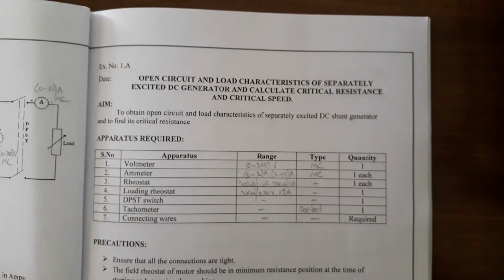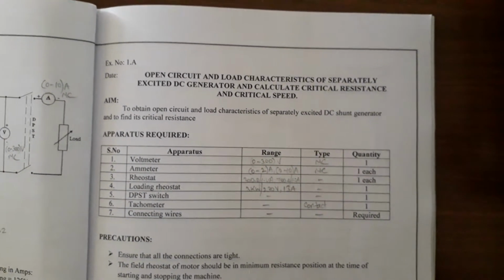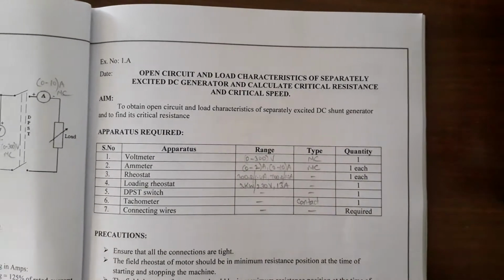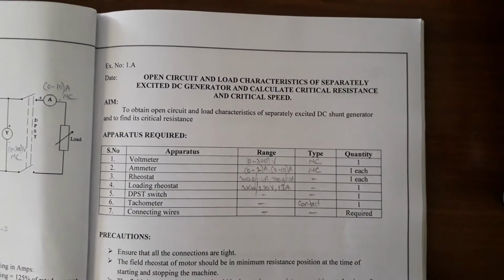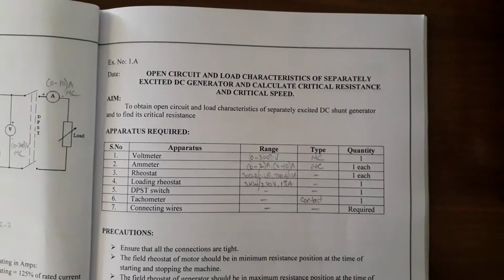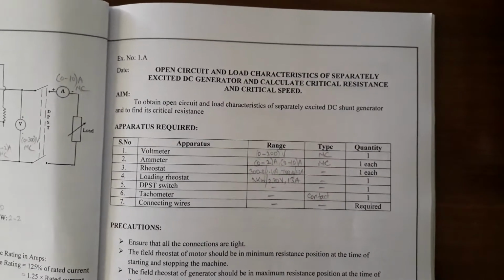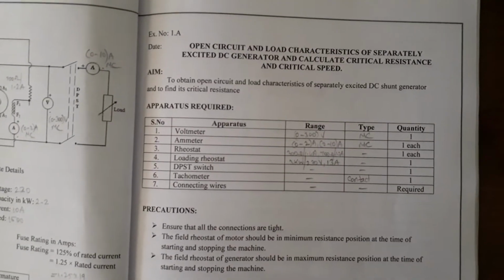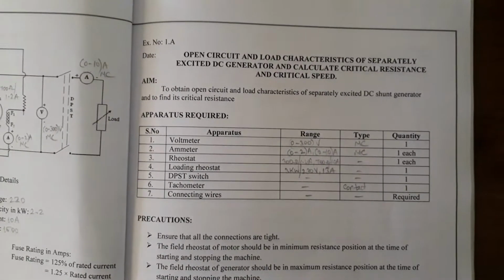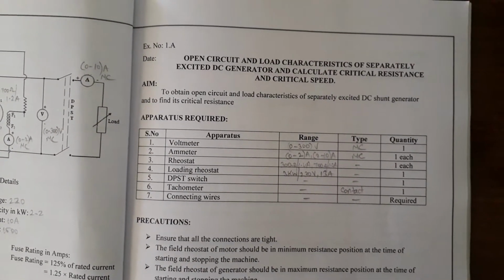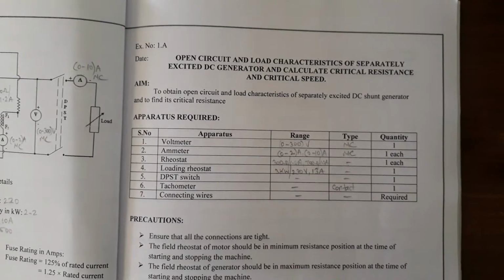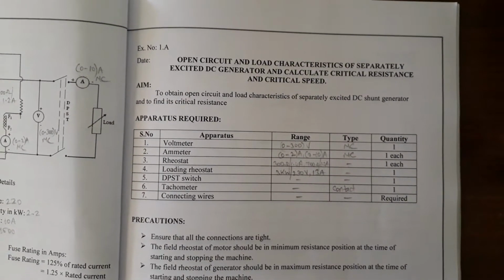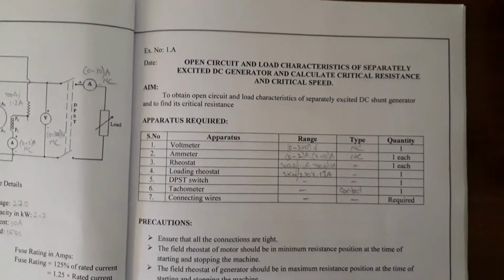Dear students, today we are going to conduct open circuit and load characteristics of a separately excited DC generator and calculate the critical resistance and critical speed. So the aim of this experiment is to obtain open circuit and load characteristics of a separately excited DC shunt generator and also to find the critical resistance and the corresponding critical speed.